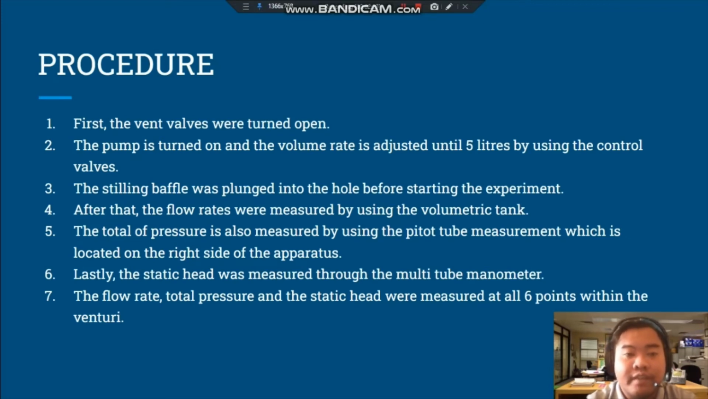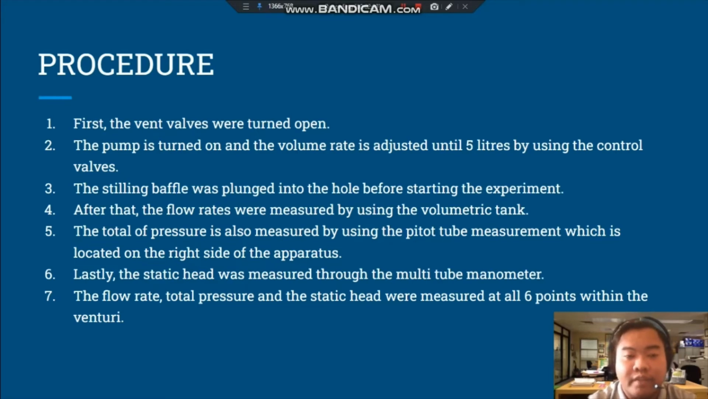First, the vent valve will be turned open. Second step, the pump is turned on and the volume rate is adjusted until 5 liters by using the control valve. Third one, the stilling valve was plugged into the hole before starting the experiment.